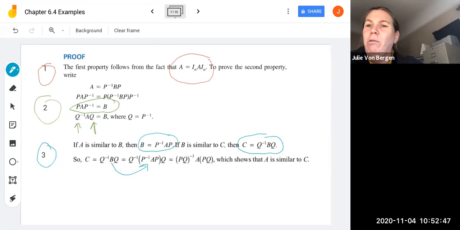And then we can say, oh, well, PQ can be pulled together by matrix properties with the inverse outside, and PQ over here can be pulled together. So this matrix PQ is the transition matrix that's showing us that A is similar to C. So to prove this third property, we just made use of our matrix properties.